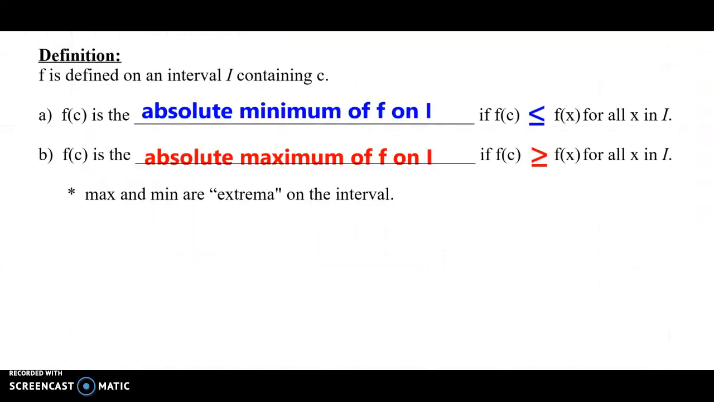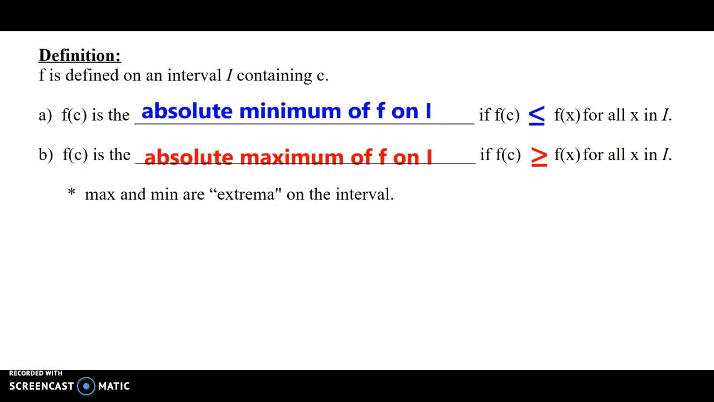Okay, so let f be defined on an interval I containing c. f of c is the absolute minimum of f on I if f of c is less than or equal to f of x for all x in I. And f of c is the absolute maximum of f on I if f of c is greater than or equal to f of x for all x in I.